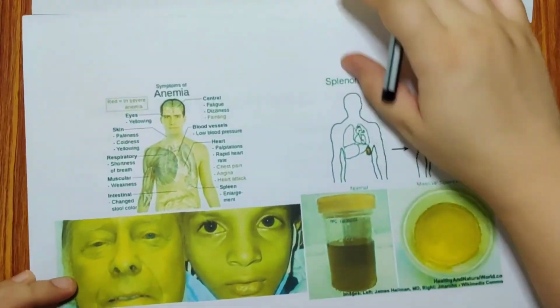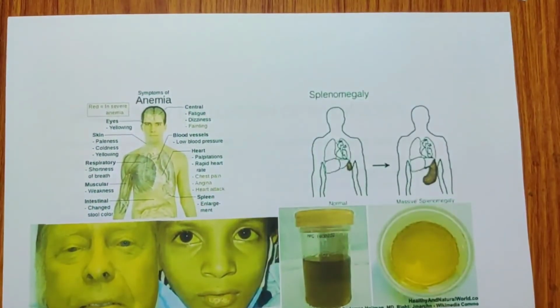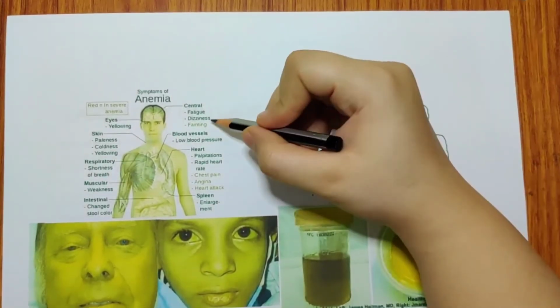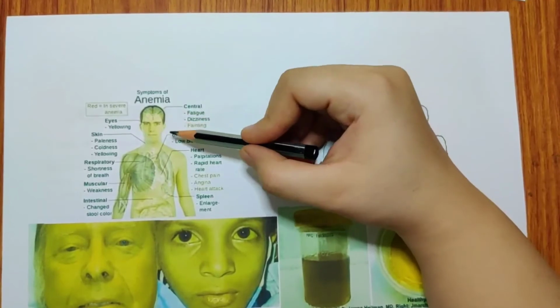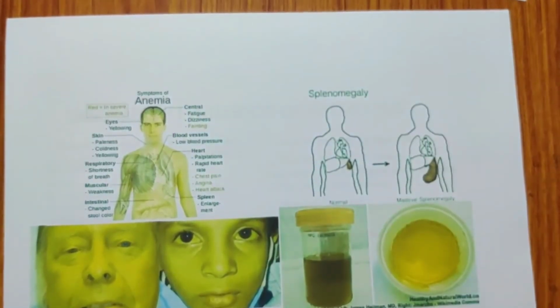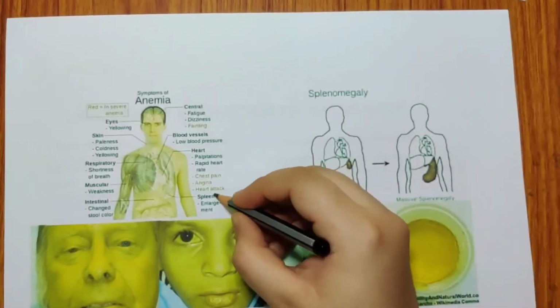Now coming to the symptoms. What are the symptoms? The symptoms over here, you will see what you see in anemia. So you will have fatigue, dizziness, fainting, low BP, palpitations, chest pain, and you can have an enlarged spleen.